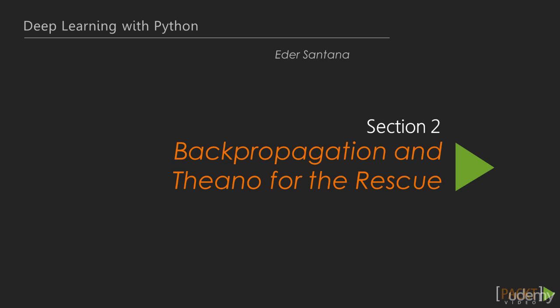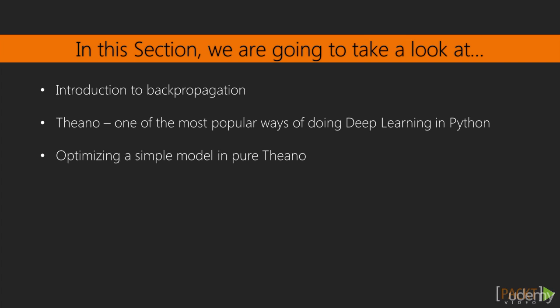But now, we might be asking ourselves, how can neural networks learn everything that they have to do, given only input-output pairs? To answer that, we have to understand how the backpropagation algorithm works. In this section, we are going to do first an introduction to backpropagation. Then, we are going to take a look at Theano, one of the most popular Python libraries in deep learning. And finally, we are going to optimize a simple Theano model.